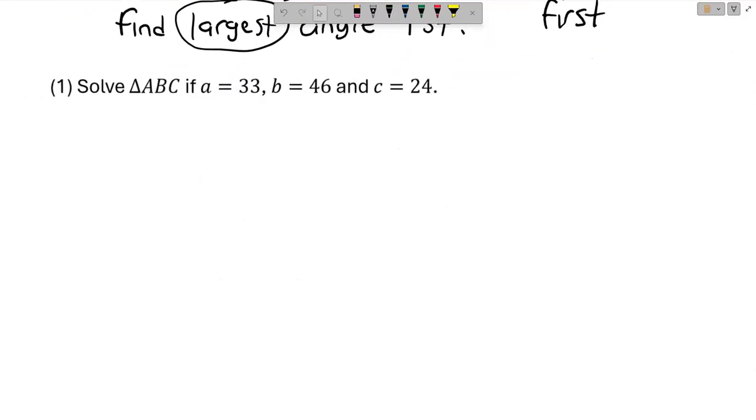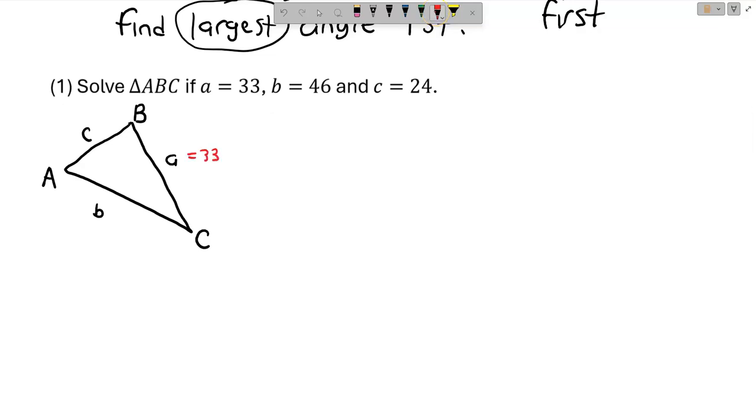So if we have a triangle here, ABC, and now we're going to have all three sides, I want to find all three angles. So if we set this problem up, ABC, side A, side B, side C. If we fill in all of our information, we're going to get 46, and we're going to get 24.